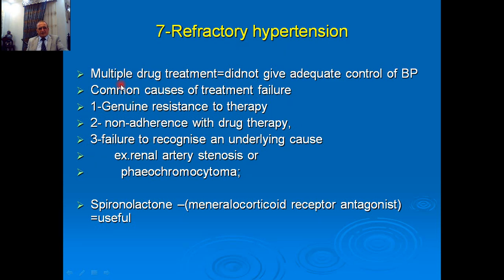And there is something called refractory hypertension. You give treatment, the patient comes to you and then tells you that he might have genuine resistance to therapy, non-adherence, is not taking the drug properly, failure to recognize an underlying cause, for example. And nowadays I can tell another thing, the drug is not working. In this case, you can add spironolactone, which is a mineralocorticoid receptor antagonist, is useful.